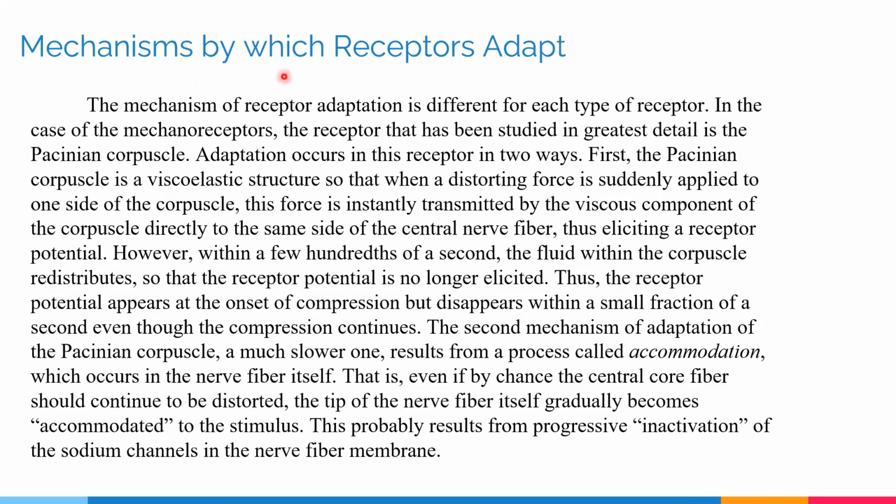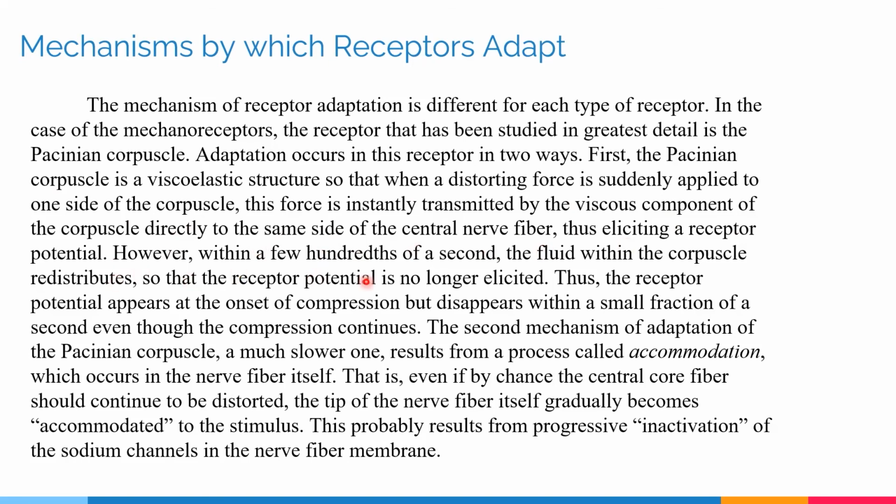Next, we look into mechanisms by which receptors adapt. The mechanism of receptor adaptation is different for each type of receptor. In the case of mechanoreceptors, the receptor that has been studied in great detail is the Pacinian corpuscle that we just discussed. Adaptation occurs in two major ways. First, the Pacinian corpuscle is a viscoelastic structure, so that when a distorting force is suddenly applied to one side of the corpuscle, this force is instantly transmitted by the viscous component of the corpuscle directly to the same side of the central nerve fiber, thus eliciting a receptor potential.